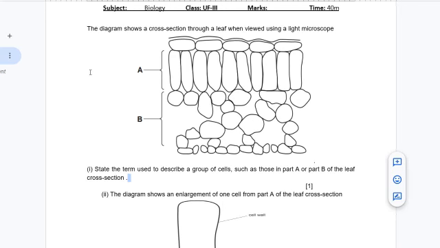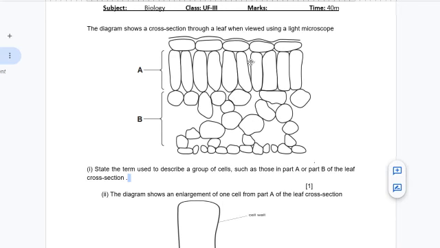The first question is: the diagram shows a cross section through a leaf when viewed using a light microscope. As you have already studied, this is the cuticle, this is the upper epidermis, this is the palisade mesophyll, this is the spongy mesophyll, and there's some xylem and phloem in the air spaces, but they haven't drawn the xylem and phloem right now. These are the lower epidermis, and this is the guard cell, and in between there is a minute opening that is called the stomata. Here is another guard cell.